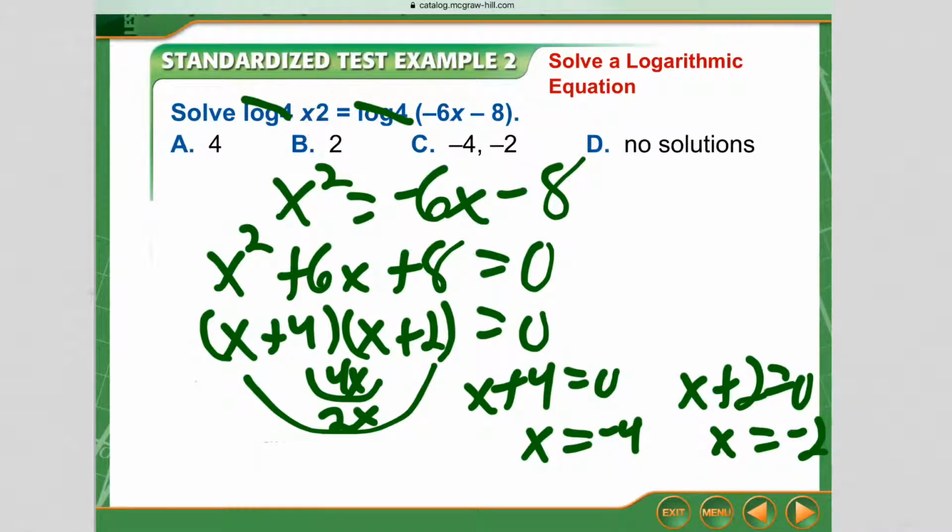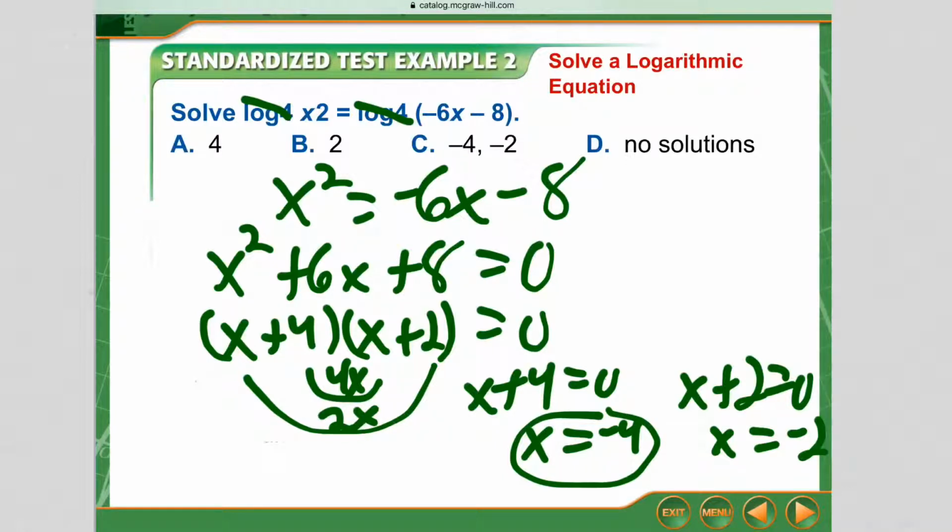So if I take this negative 4 and plug it in here for this x squared, I get a positive 16, which is okay. I take the negative 4 and I plug it in over here. Negative 6 times negative 4 would give us a positive 24, minus 8 would also give me a positive 16. So negative 4 is an answer.